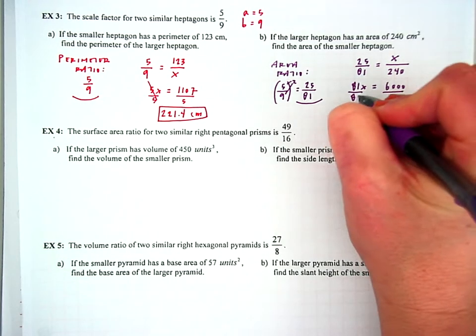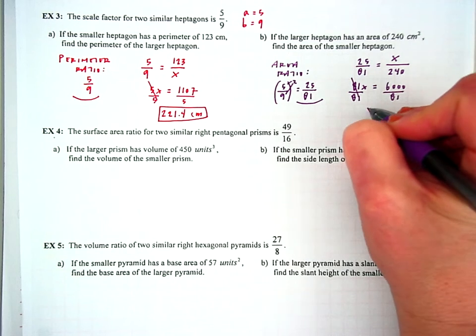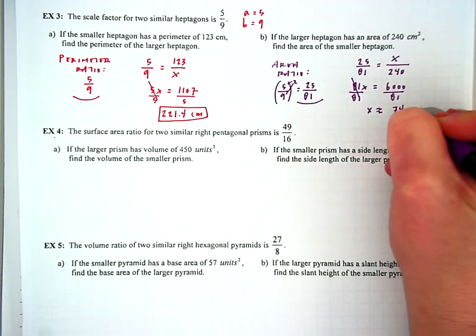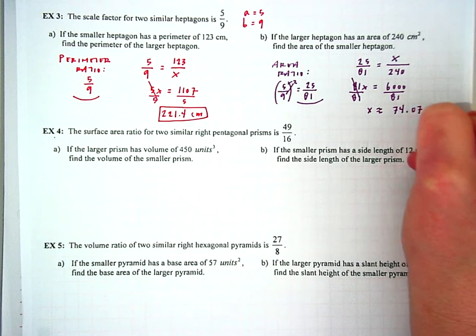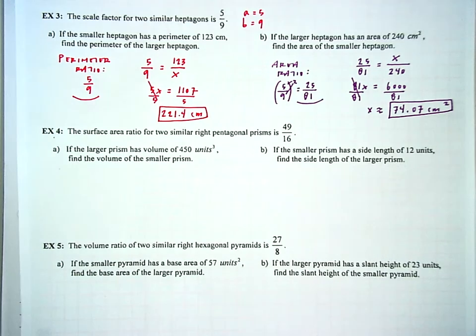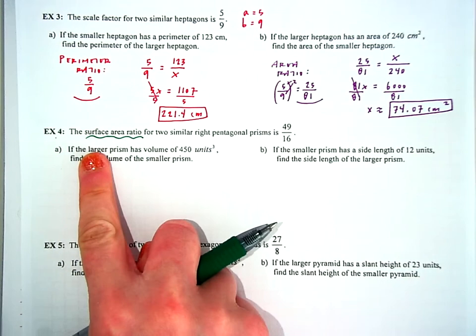Okay, go ahead and solve your proportion by cross multiplying. So we get 81x equals 25 times 240, so 6,000. And divide each side by 81. So we get that x is about 74.07 centimeters squared.